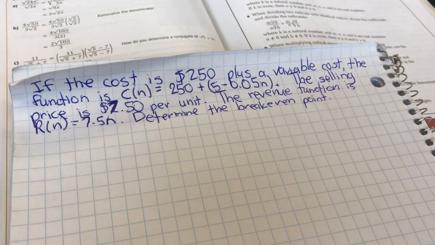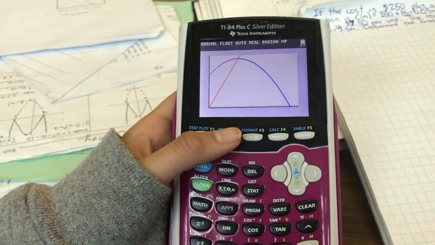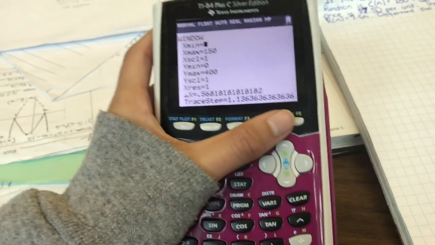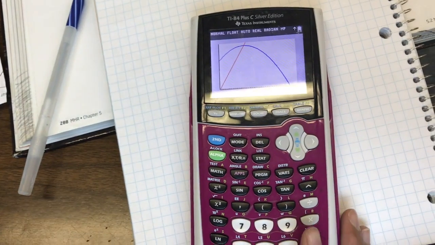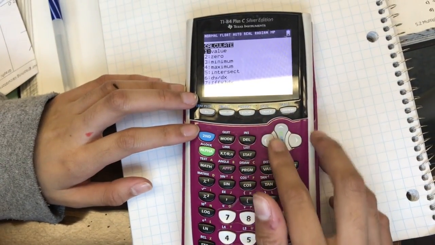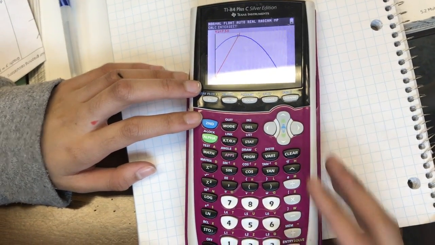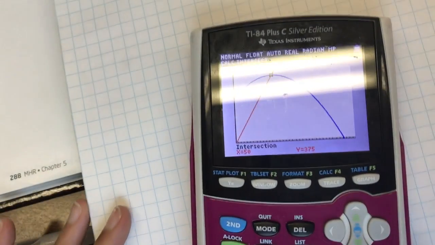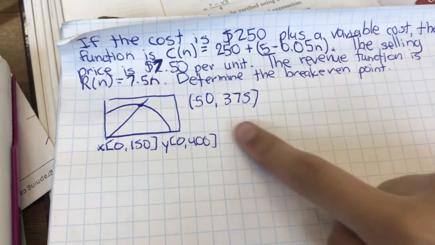To solve this system of equations, we can punch it into our graphing calculator. Here you go. Thanks. We have to make sure we have an appropriate window. So for this equation, we can't have negative costs. To find the break-even point, we find the intersect. The intersect is 50, 375. So that means it takes 50 units to break even.